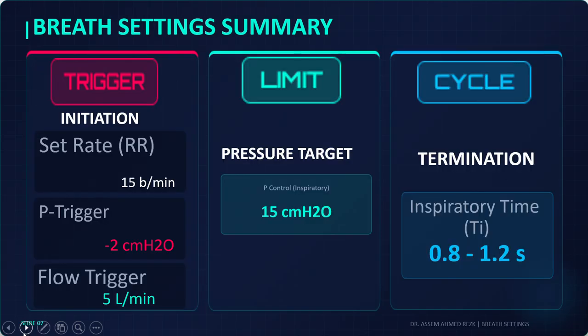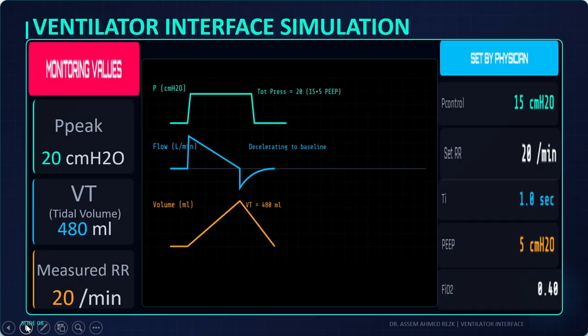Pressurization simple setting: trigger initiation, set respiratory rate 15 breaths per minute, or by patient pressure trigger minus 2 or flow trigger 5 liters per minute. Then set your limits, pressure target 15 centimeters of water, and termination by inspiratory time 0.8 to 1.2 seconds.